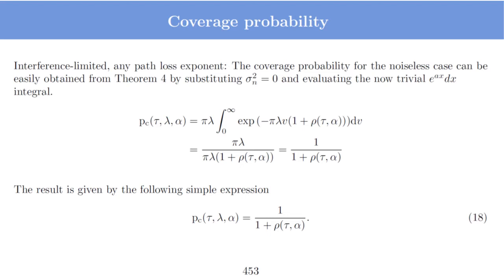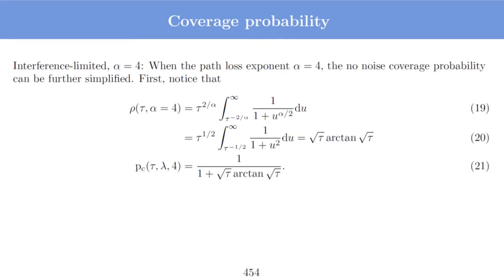Okay, this is just the integral of exponential to power minus ax dx, which will be equal to 1 upon a. So this will be written as pi lambda divided by pi lambda into 1 plus rho tau comma alpha. Pi lambda cancels out, and you only get 1 upon 1 plus rho tau comma alpha. So this is a very simple expression. There is no integration here. You just need to know the value of rho tau comma alpha, which is a simple function of tau and alpha. And then this is the answer you get.